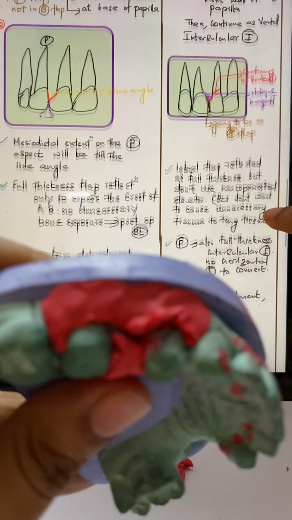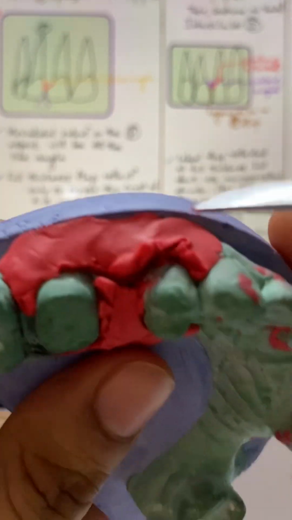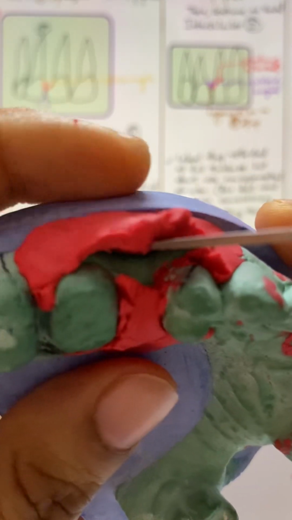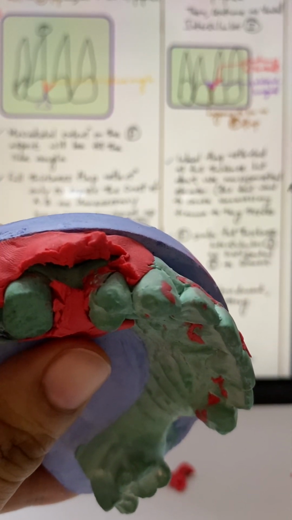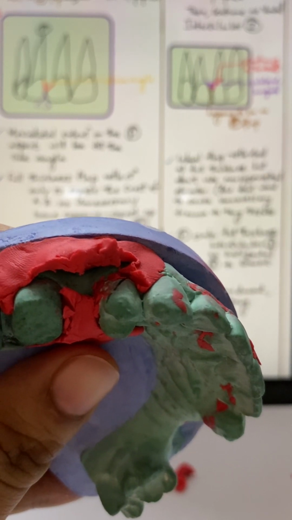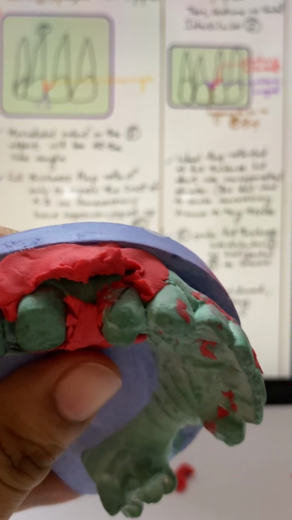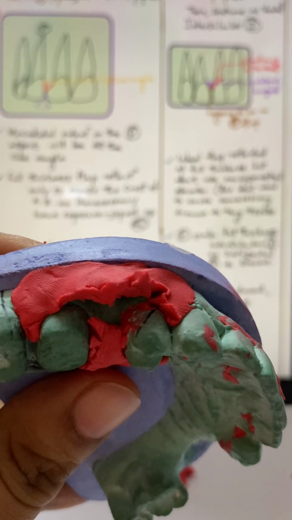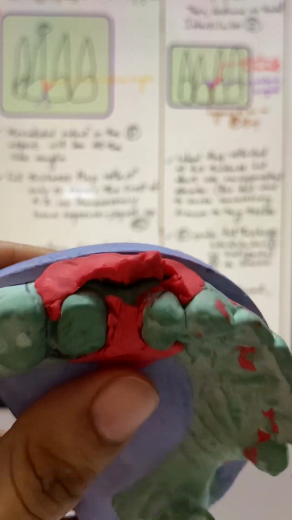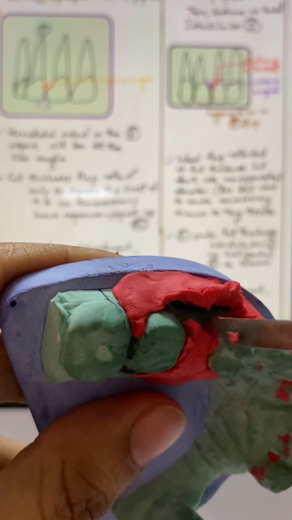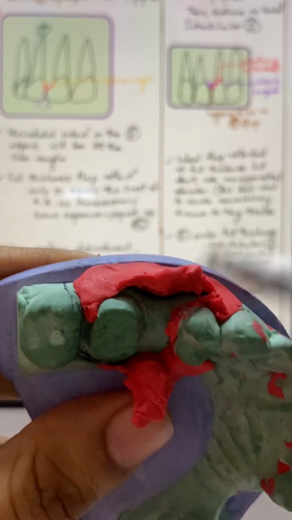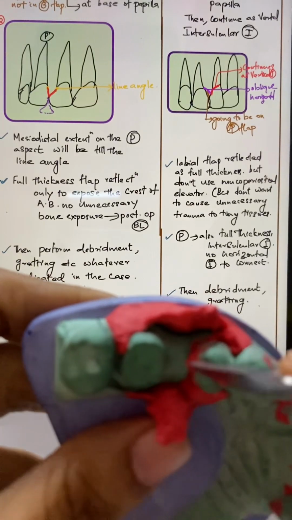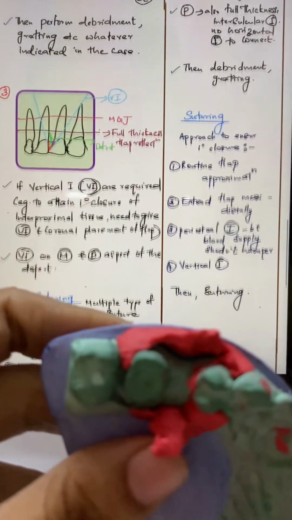After that the labial flap is reflected as a full thickness flap, but don't use the mucoperiosteal elevator. We are doing mucoperiosteal reflection, but don't use the mucoperiosteal elevator because we don't want to cause unnecessary trauma to the tiny tissues. In the palatal aspect also, we can give the full thickness intercircular incision and no horizontal incision to connect. And then we can do the debridement and grafting, and then the suturing.